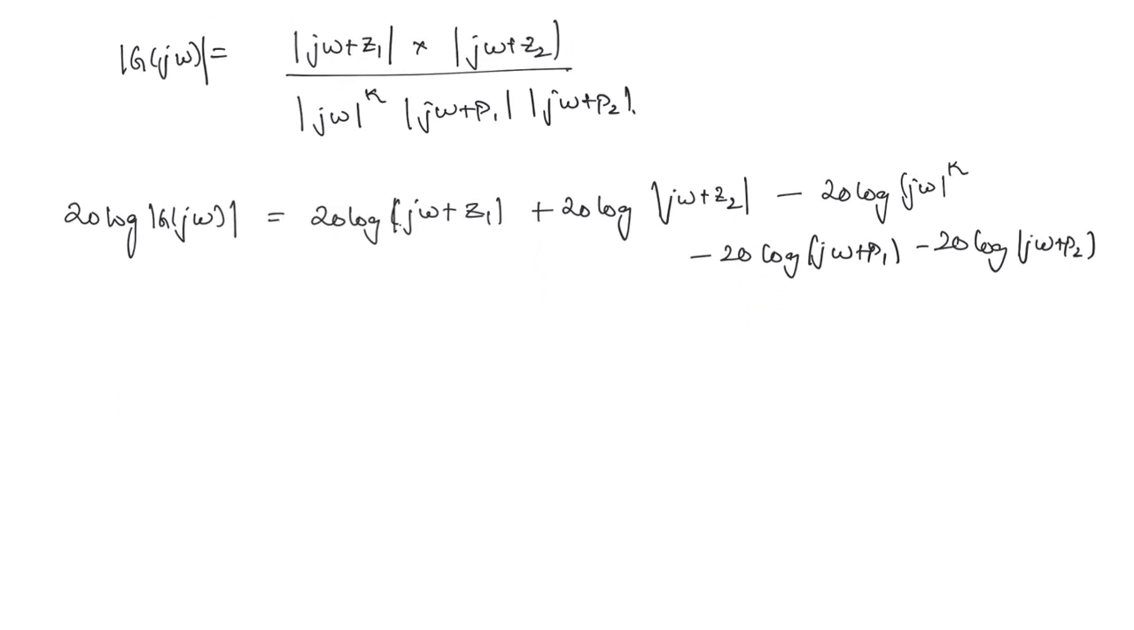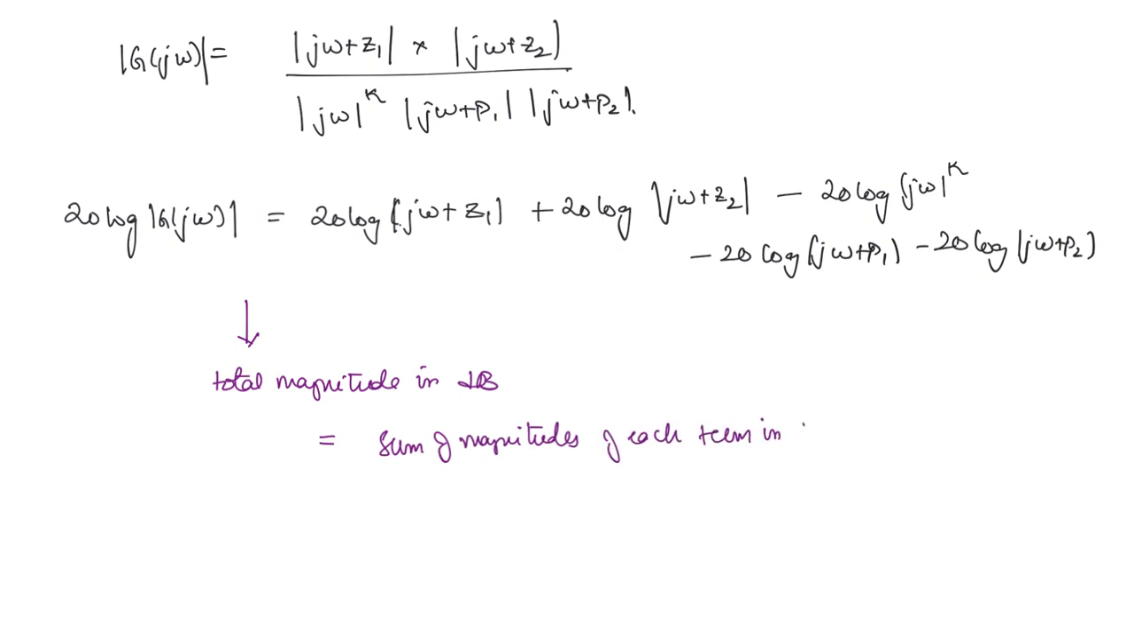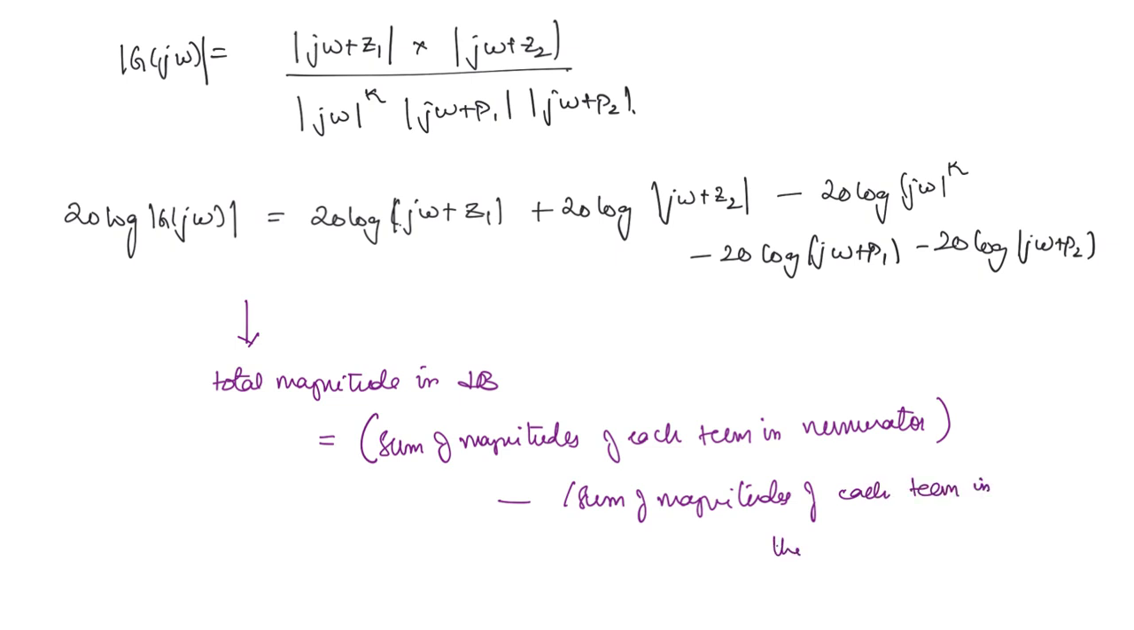From here, the important observation that you can get is that the total magnitude in dB is equal to the sum of magnitudes of each term in the numerator. First you will add all of the terms in the numerator, minus the sum of magnitudes of each term in the denominator.